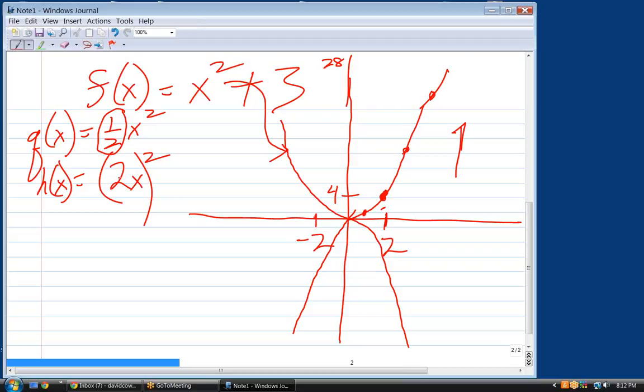This 2 now acts as a horizontal squeeze or stretch factor, but it works in the opposite way of the vertical one. In other words, if this number is greater than 1, it's a squeeze. If it's between 0 and 1, it's a horizontal stretch. And in cases like these parabolas where you're working with quadratics, horizontal squeezes look the same as vertical stretches. I'm saying that's a horizontal squeeze. Well, if I perform the math here, that's 4x squared. That's the same as a vertical stretch by a factor of 4.